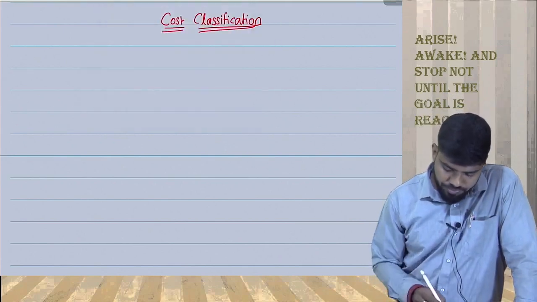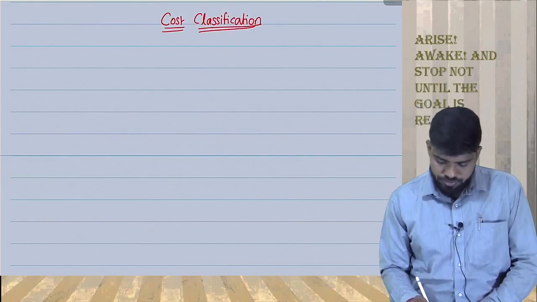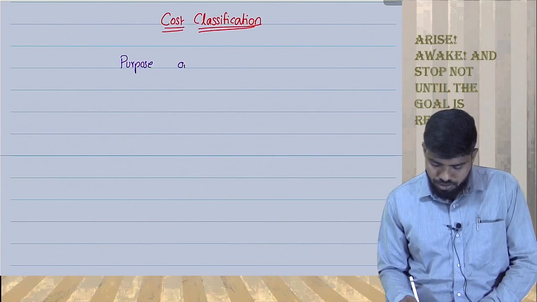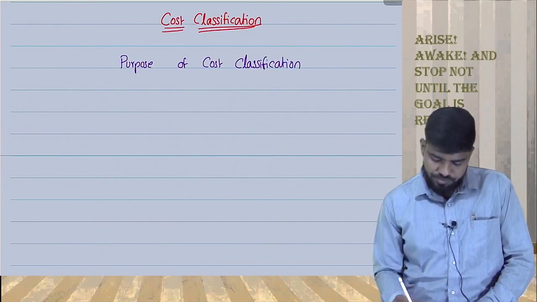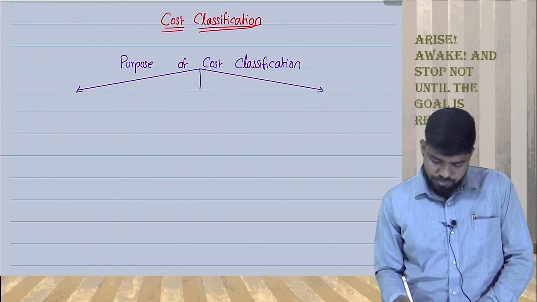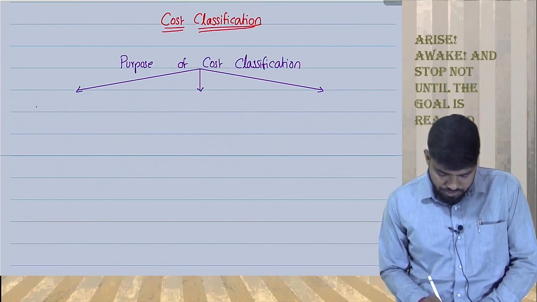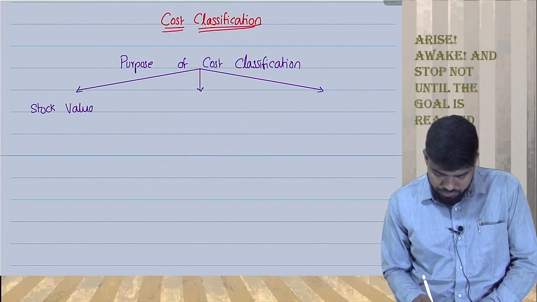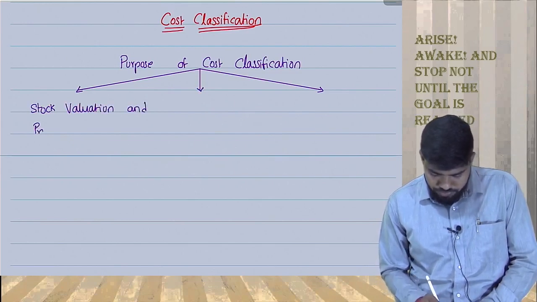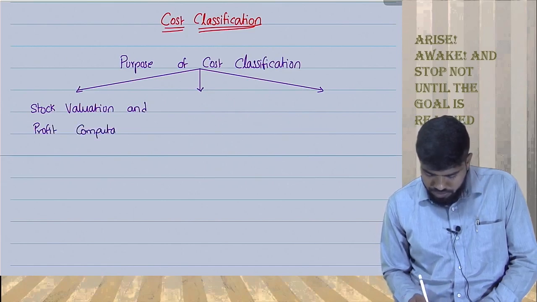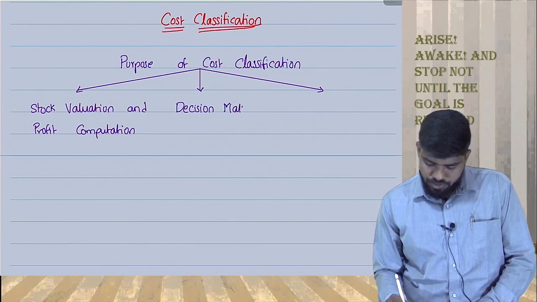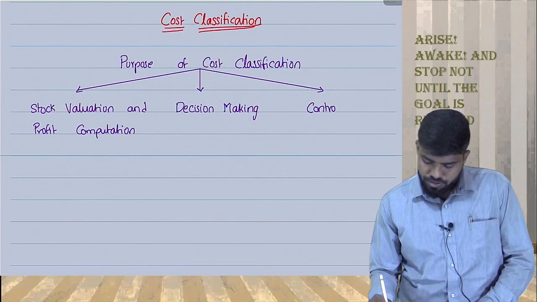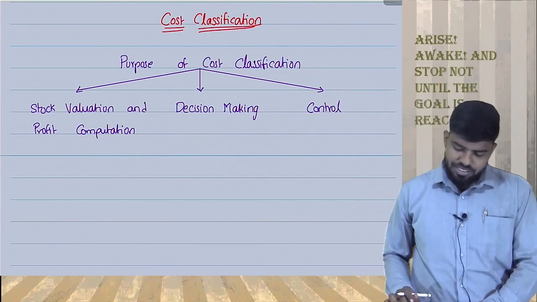Now in that write purpose of cost classification. First, stock valuation and profit computation. Number two, decision making. Number three, control.